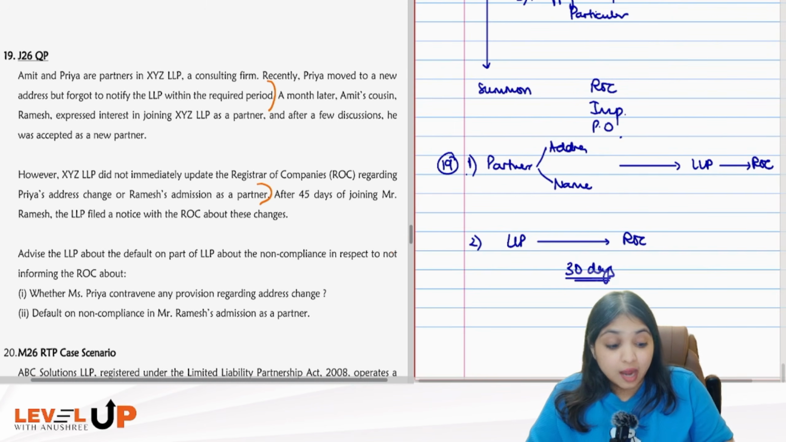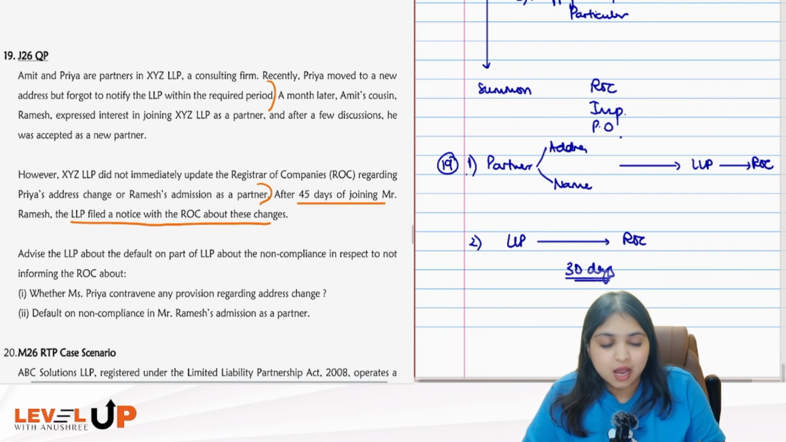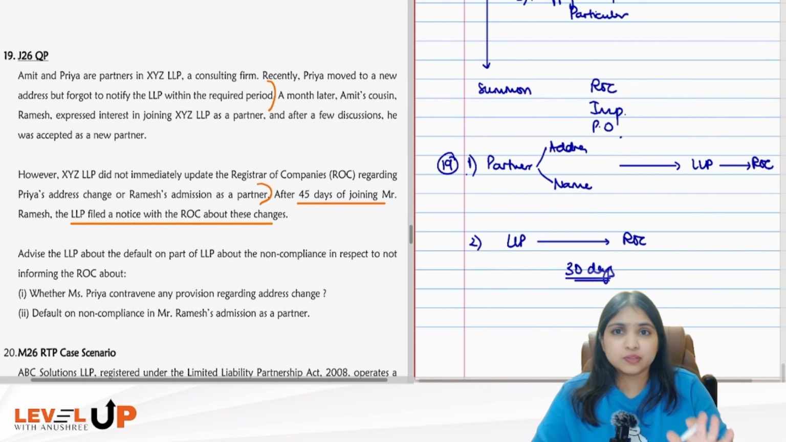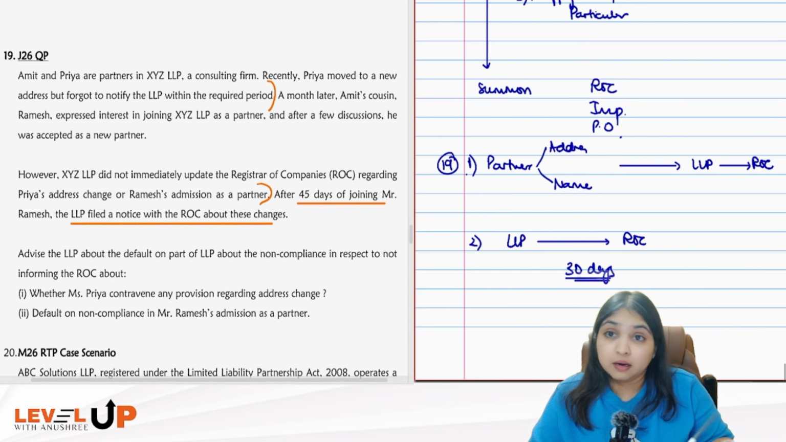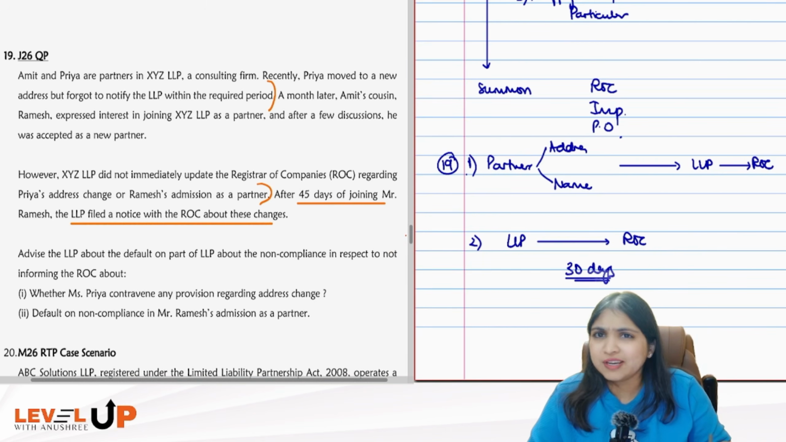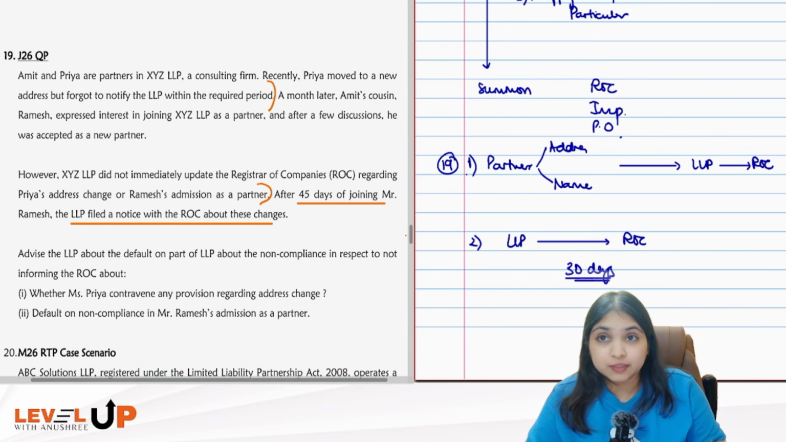Then the question says, after 45 days of joining of Mr. Ramesh, LLP filed a notice with ROC about these changes. Definitely LLP has done the filing really late, because the time limit is 30 days. LLP is informing ROC only after 45 days. There's definitely a delay. Advise the LLP about the default on part of the LLP about non-compliance in respect of not informing ROC.